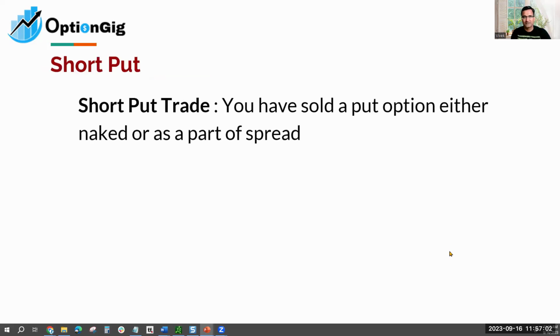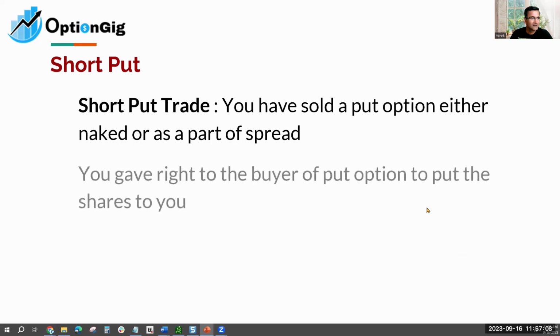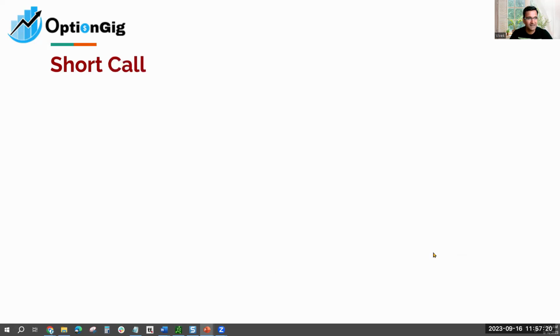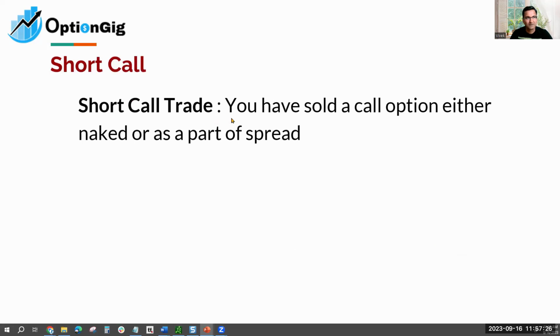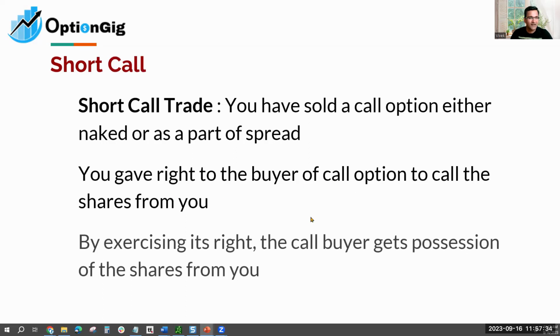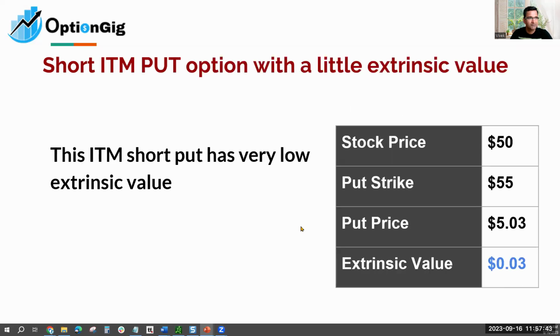So let's talk about short put first. Say you sold a put option, either naked or as part of a spread, really doesn't matter. So you gave the right to the buyer to put the shares to you, so the buyer will be able to sell the shares to you. It means by selling the shares, the buyer of the put option gets cash and you will get the shares in your account. Short call: you have sold a call option, either naked or as part of a spread. You gave the right to the buyer of the call option to call the shares from you. And by exercising the call, the buyer gets the shares from you, meaning if you hold the shares, they will disappear and you'll get the dollars in your bank account.